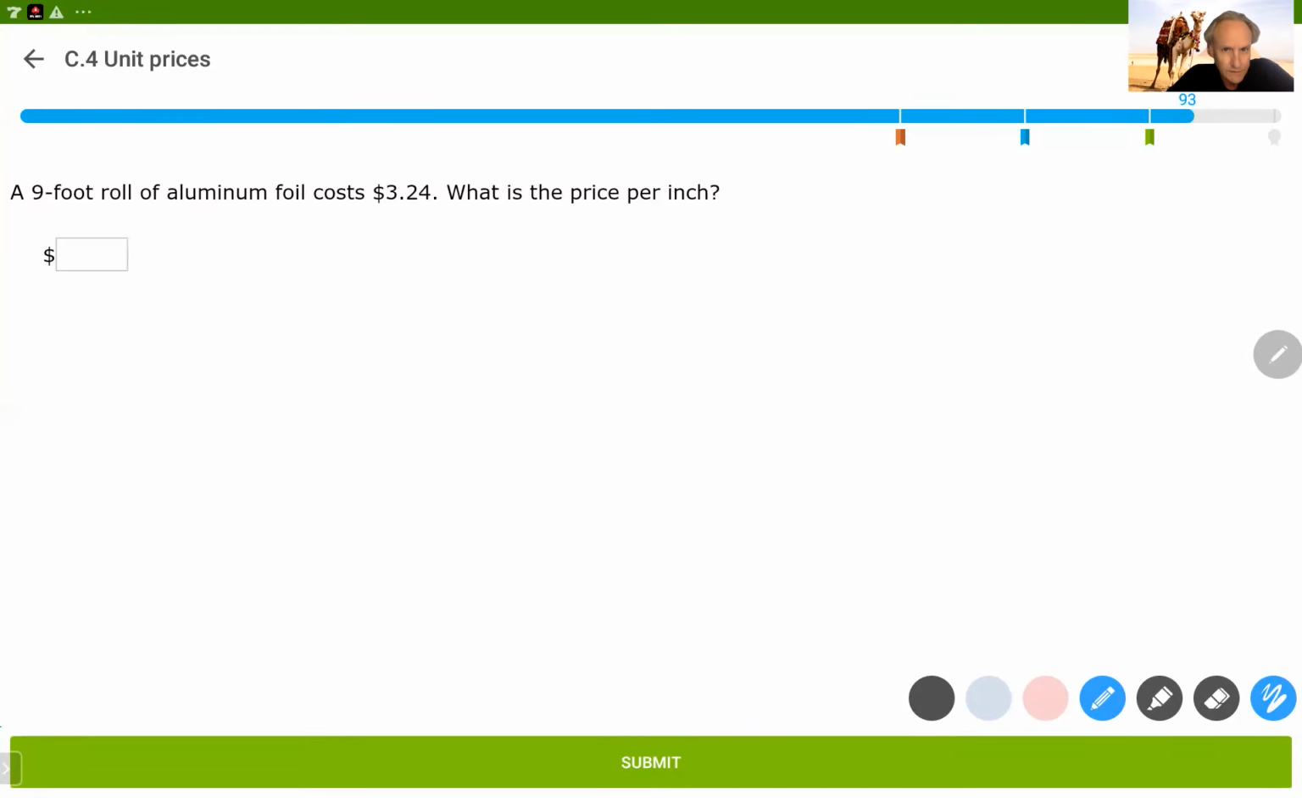9-foot aluminum, what is the price per inch? We can do this several different ways, but again, I'm going to find out the price per foot, and then I'm going to divide that by 12. So 9 goes into 324. 9 goes into 30 3 times. Subtract the 27, that's 54, and that's 6.